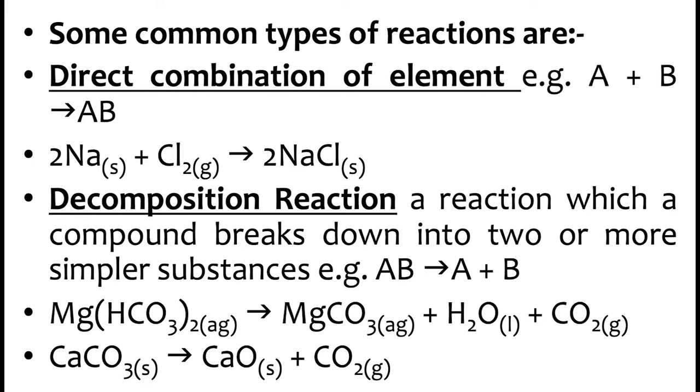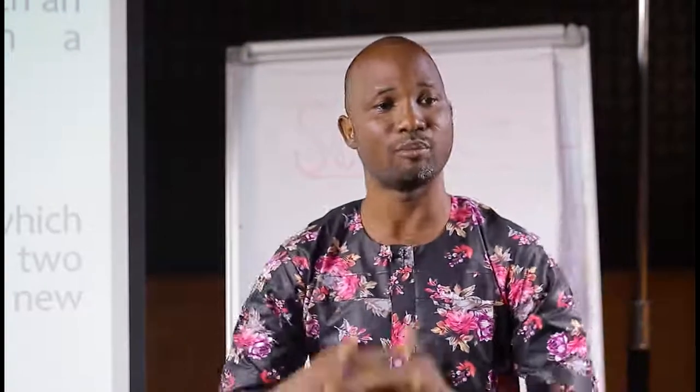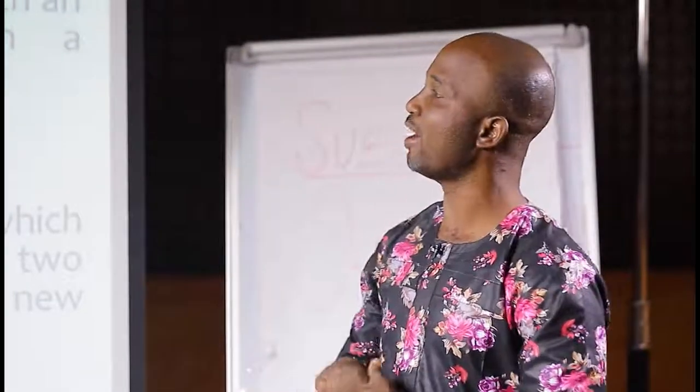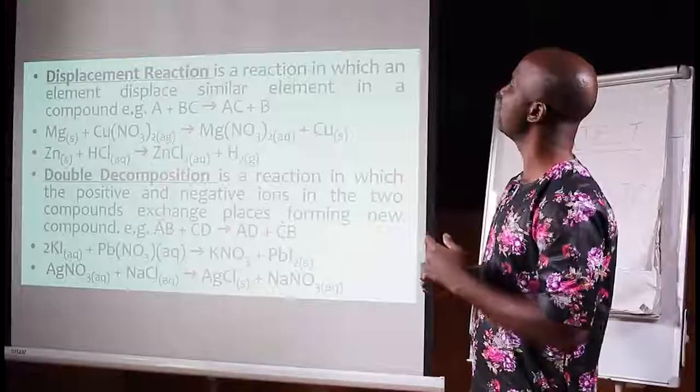Calcium trioxocarbonate IV will react to give you calcium oxide plus carbon IV oxide. As you can see, the physical states of the reactants and products are clearly stated in my reactions. Now, the next one is displacement reaction.